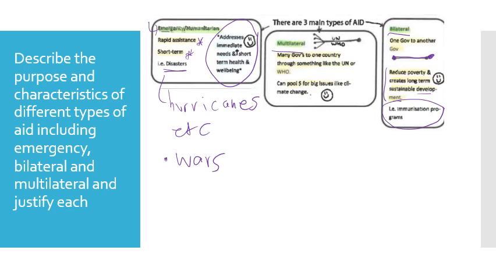from one government to another. Multilateral, however, is many governments to one government through something like the UN or the World Health Organization or even the World Bank. It's kind of cool because you can pool big money for these really large issues like battling climate change and health issues around that, or the fight against HIV and AIDS. And so that one's really cool for pooling really big money for really big issues. So those are the three main types of aid, and that's each of their purposes and their characteristics.